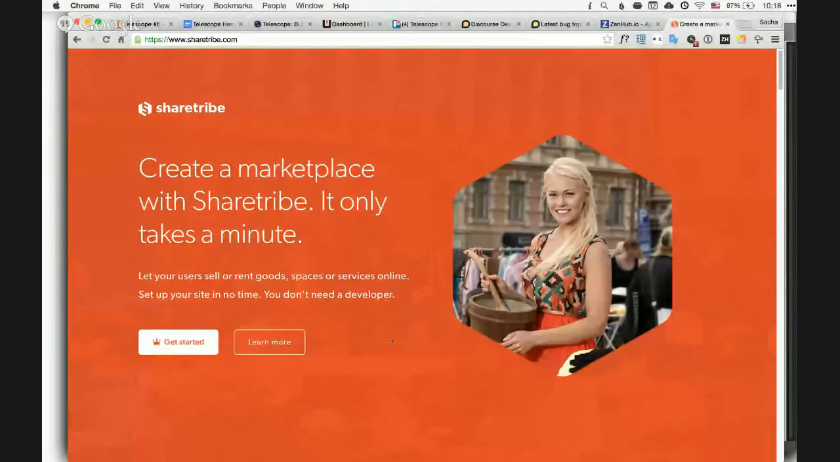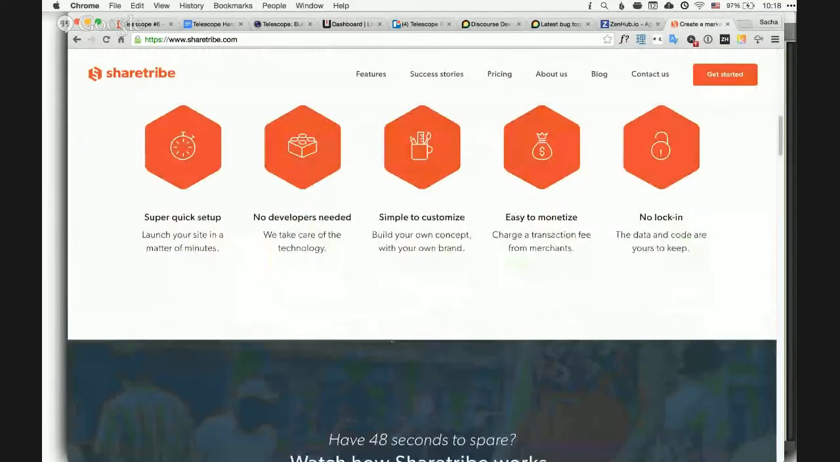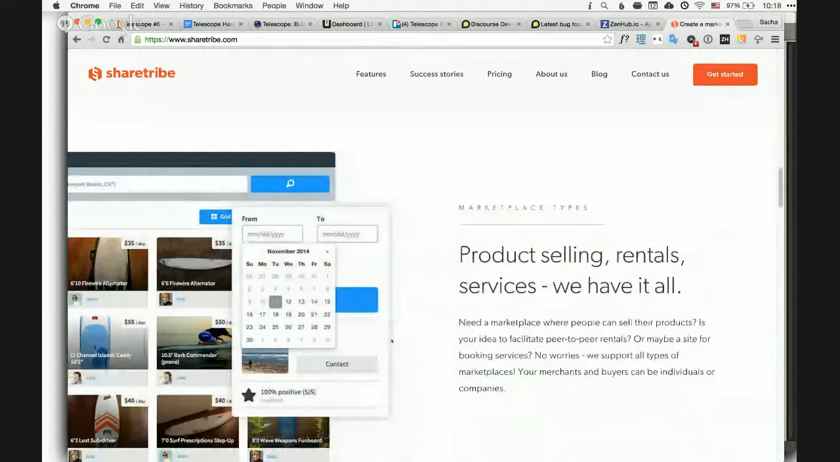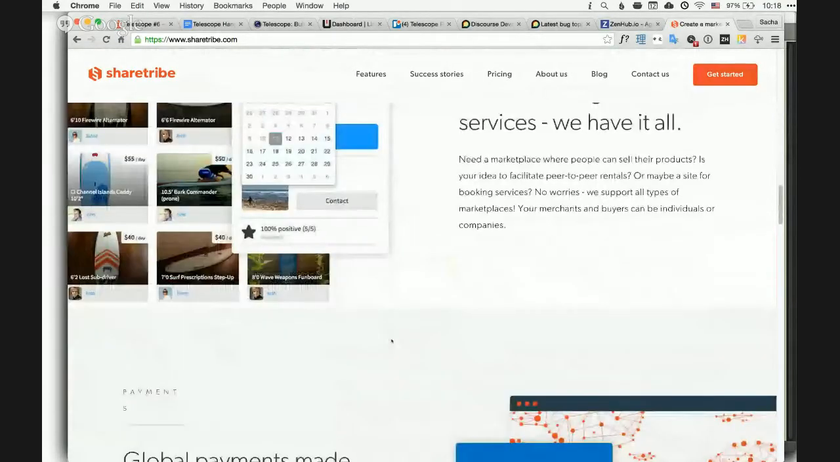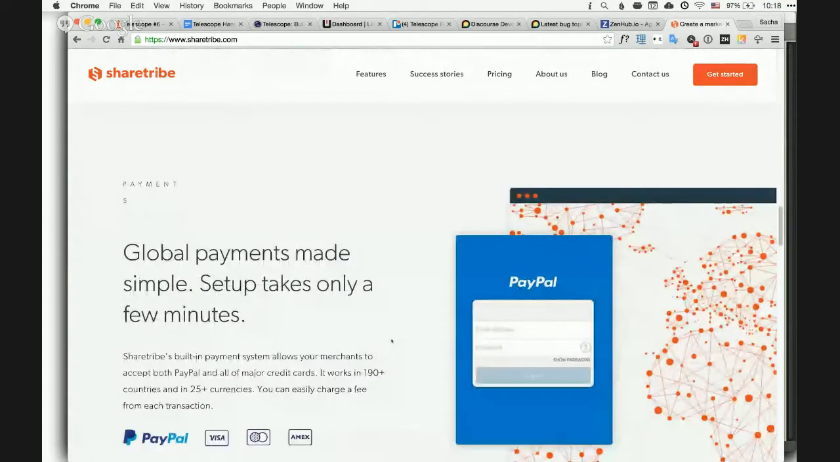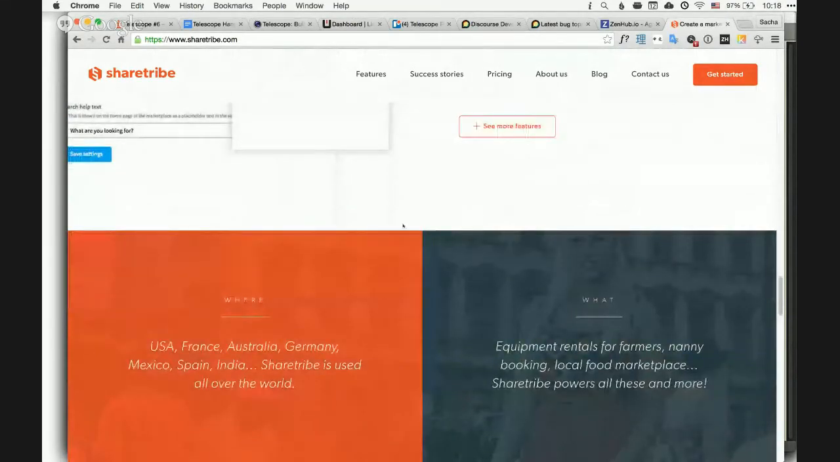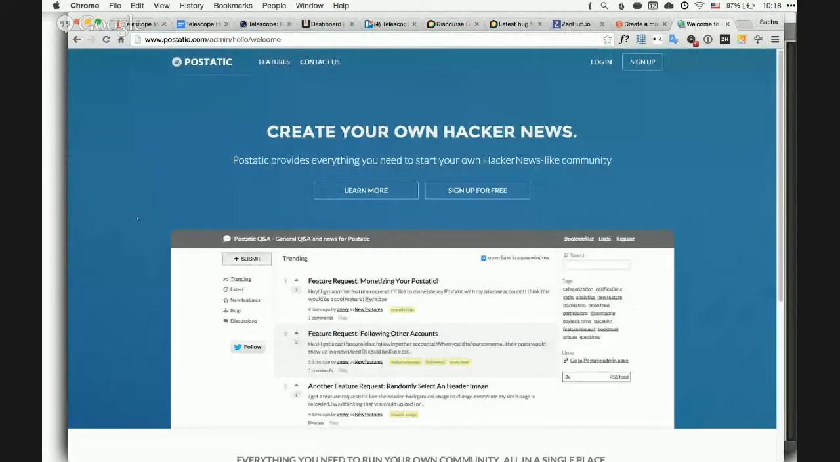So it seems like this is kind of a hosted service for marketplaces, like Shopify or something like that. I mean, it would be nice to have a hosted service for Telescope, where you just sign up and you get your Telescope site. There's one that already exists that does the same thing, called Postatic. So it's like Hacker News as a service.